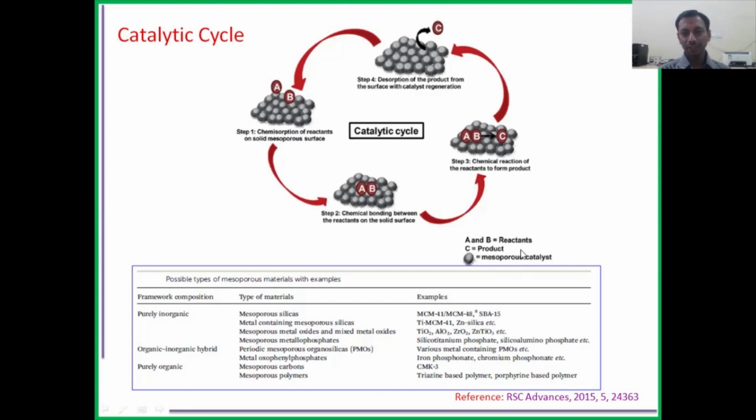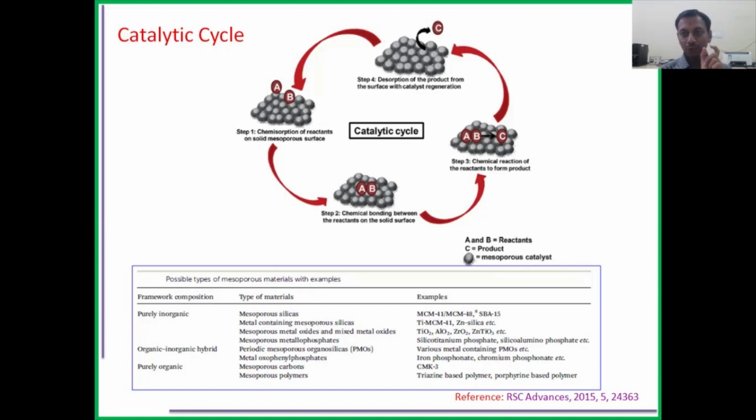A and B are the reactants. This mesoporous surface has a porosity of different materials. You can see here all mesoporous materials are listed in the table below. These include mesoporous silicates such as SBA 15, MCM 41. We all know about titania, alumina, zirconia. So these all are mesoporous materials. Mesoporous materials have a porosity range from 2 nanometer to 50 nanometer.